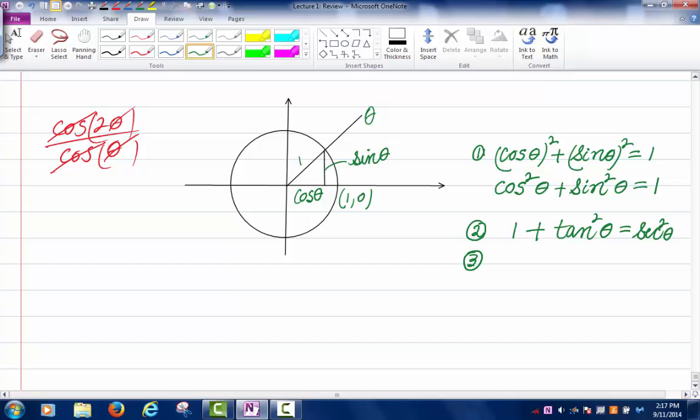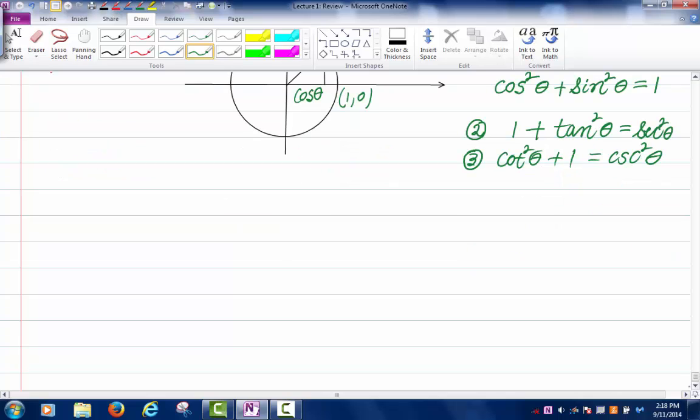Instead of dividing throughout by cosine squared, how about we divide through by sine squared? Well, then we get what? Cotangent squared plus 1 is cosecant squared, right? Okay, so that's identity 3.